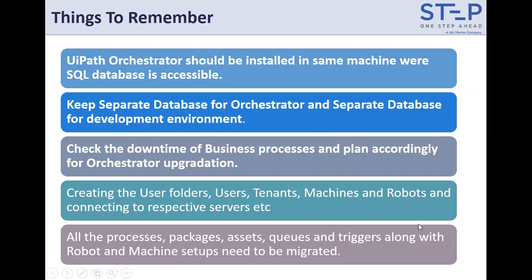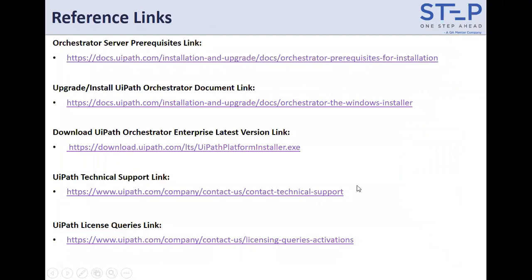So next, these are the reference links. As I said, for server prerequisites, we need to check all the prerequisites. For that, we need to go to this link, where the step-by-step document is mentioned. So for the prerequisites, we can go to this link and check what steps are needed. And second, if we want to install UiPath Orchestrator and Studio, we need to go to this document link and follow the steps.